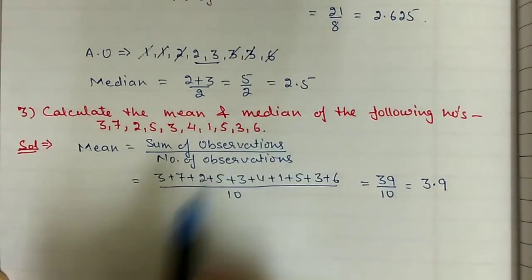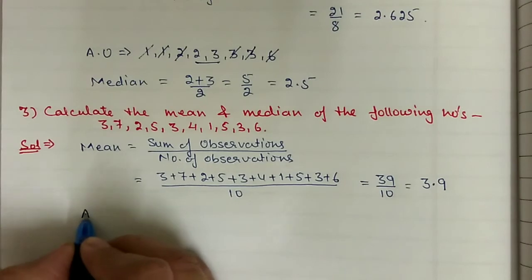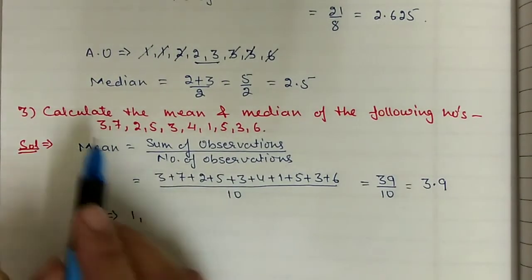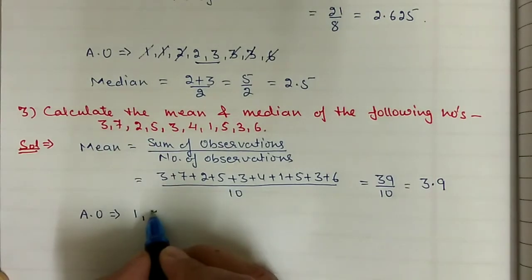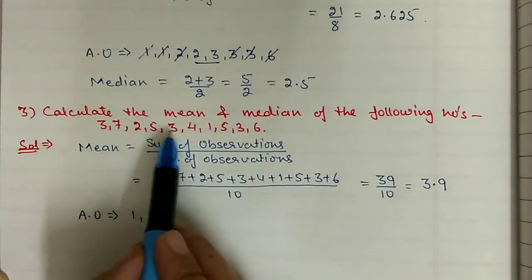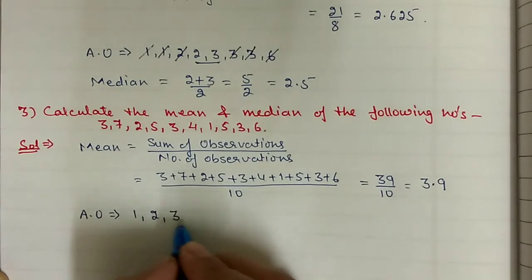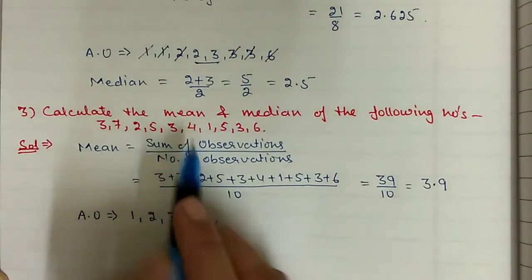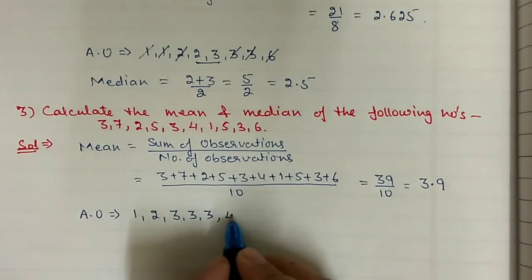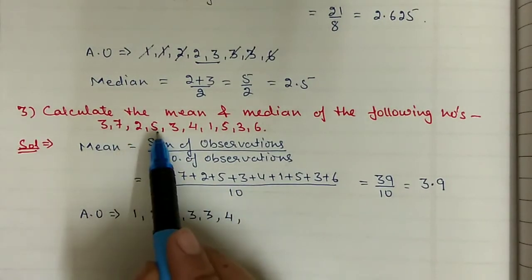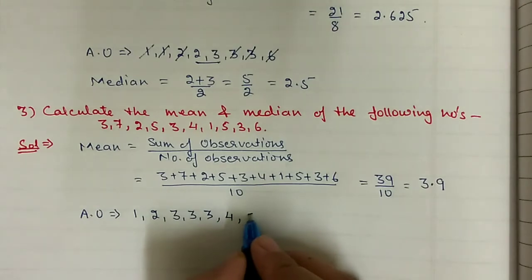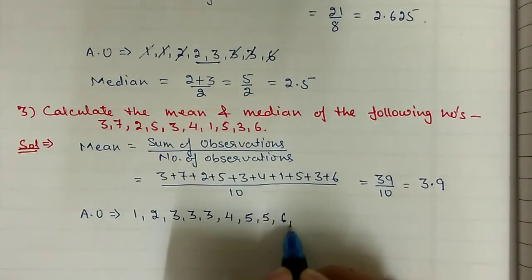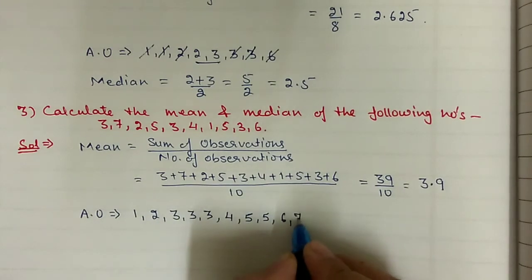Second thing, we have to find out the median. To find out the median, first arrange these number. So smallest number is 1, then we have 2 1 time, 3 1 2 3 times, then we have 4 1 time, after 4 5 1 and 2 times, then 6 1 time and 7 1 time.